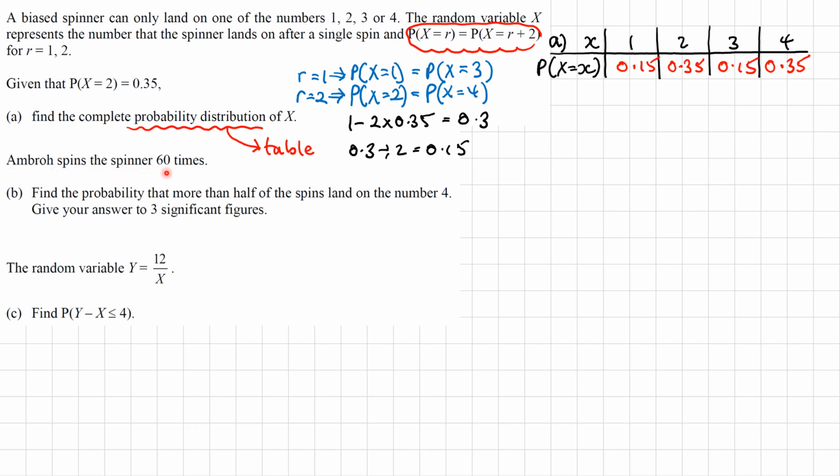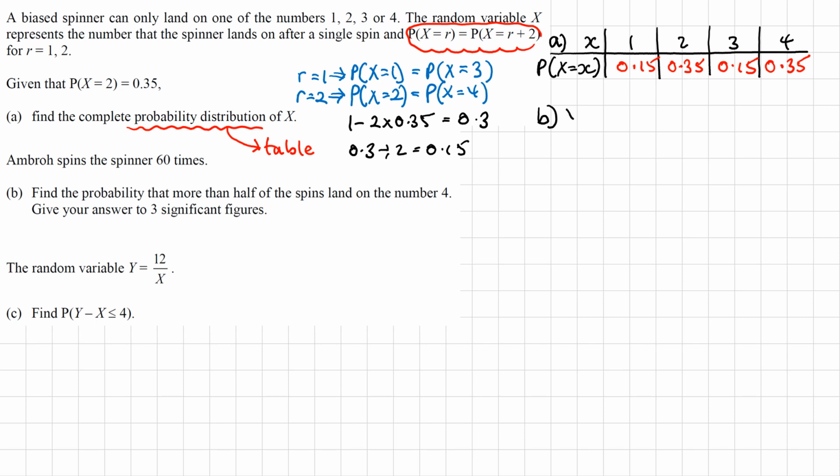Ambrose spins the spinner 60 times. Part B, find the probability that more than half of the spins land on the number 4. Give your answer to 3 significant figures. Now for this part of the question, part B, it is a binomial distribution. We have a number of trials, we need to work out the probability of more than half, and we have the probability that the spinner lands on a number 4.